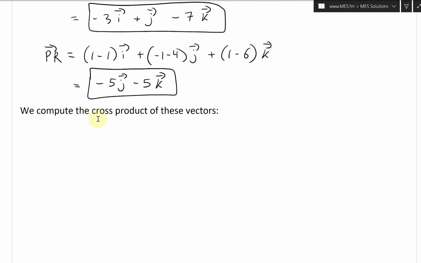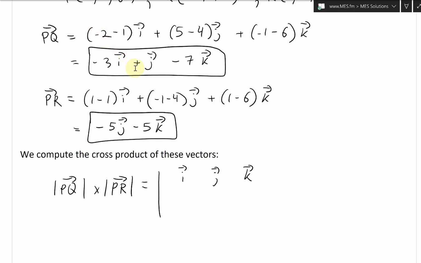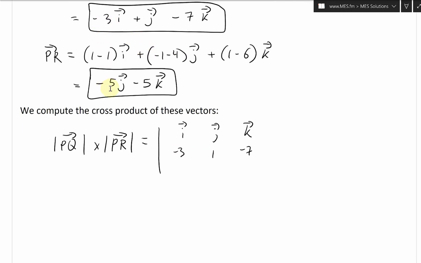Alright, so now that we have this, we compute the cross product of these vectors. In other words, we get this PQ cross PR vectors. This equals, and we write this in the determinant format. We have I here, J here, and then K here. The first row is negative 3, 1, negative 7. Next row is 0, negative 5, negative 5.